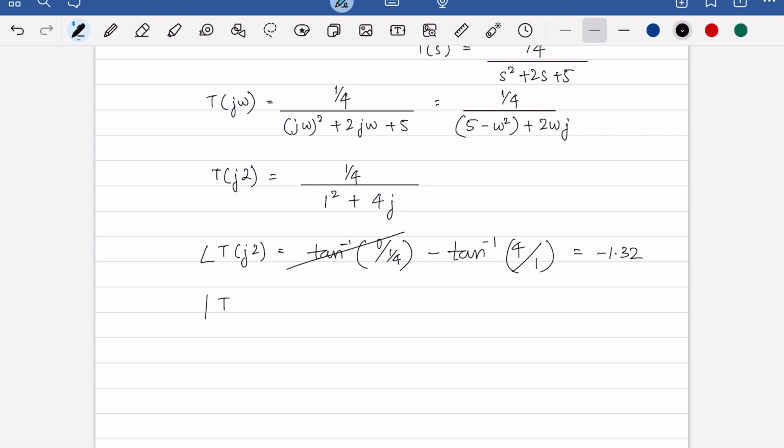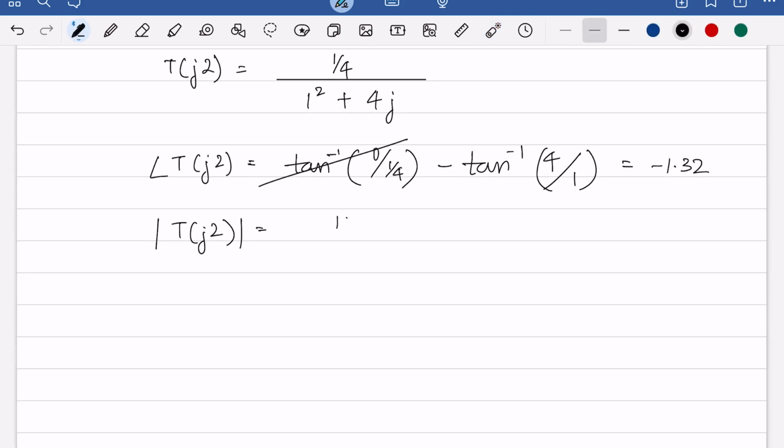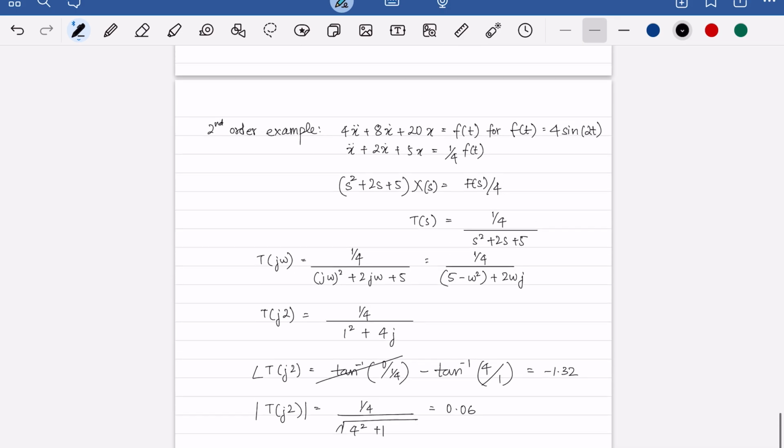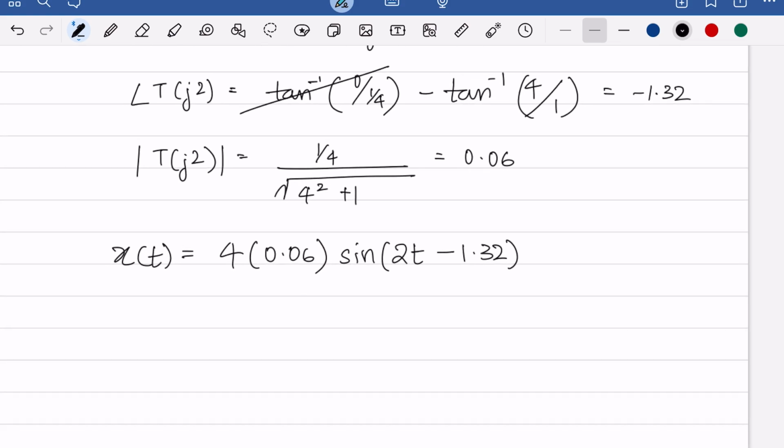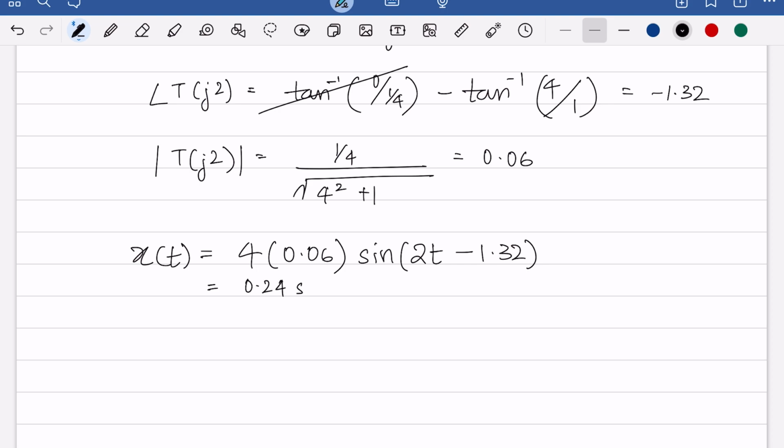And we have the magnitude of T of j2 as what would be obtained if you took the magnitude of this phasor and this phasor. So in this case, it'll be 1 over 4 divided by the square root of 4 squared plus 1, which is equal to 0.06. Now, all we have to do to obtain the system response is write x of t equal to the amplitude, so 4, multiplied by the magnitude gain, which is 0.06, times sine of the same frequency, so 2t, plus the phase angle, which happens to be minus 1.32. And this will give us our response directly as 0.24 sine of 2t minus 1.32.